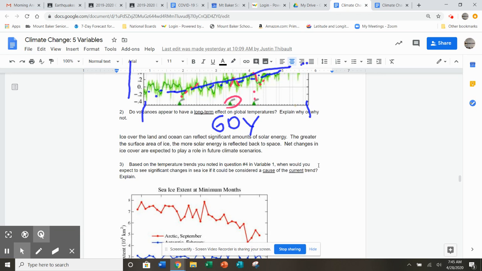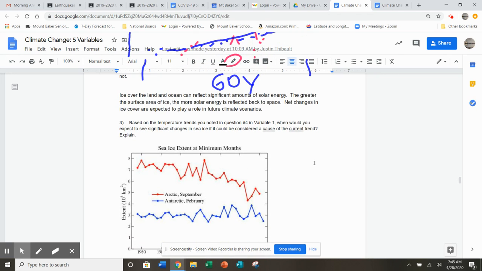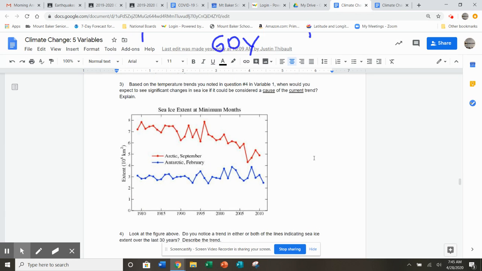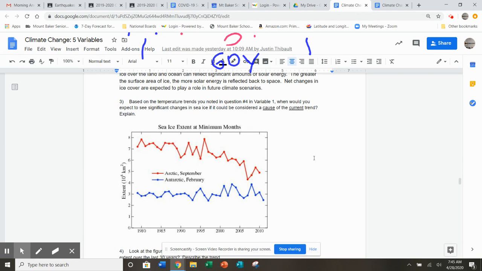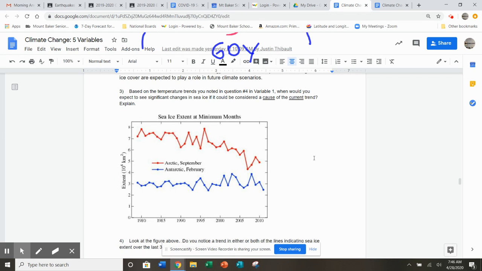Now, this one's a little bit trickier too. What we're talking about here is sea ice extent. As you know, the polar ice caps have a lot of snow, and that would reflect a lot of sunlight. So, what would happen if we had more sea ice? You're right, we would have more light reflected back up into the atmosphere. But if some of that ice goes away, more sunlight's going to get absorbed. Catch my drift here?